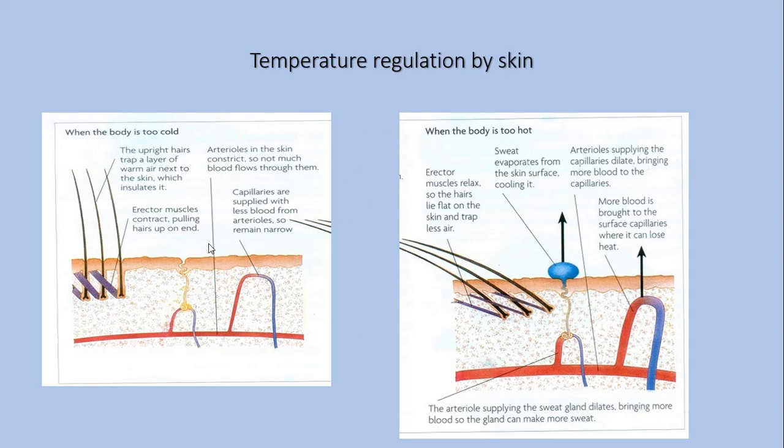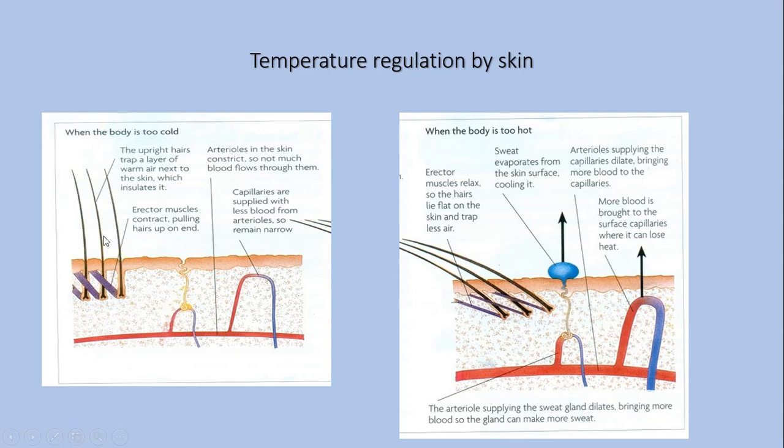Here, let's look at the one which is on the left, when the body is too cold. When the body is too cold, first of all, once you feel cold, you feel that your hairs actually become upright and you feel it. So here, this is taking place by erector muscles. Erector muscles, once they contract, make the hair upright. Do you see? Why? In order to trap any warm air here.